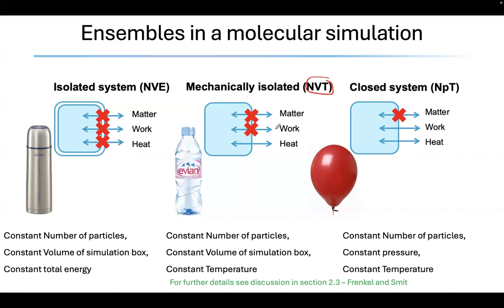You don't do any work across the boundaries, so the volume of the box does not change. But what you can do is allow heat to be exchanged with the boundary, which means that the simulation box will exchange heat in such a way as to keep the temperature more or less constant, or keep it at a value that you have fixed. So this is the NVT ensemble.